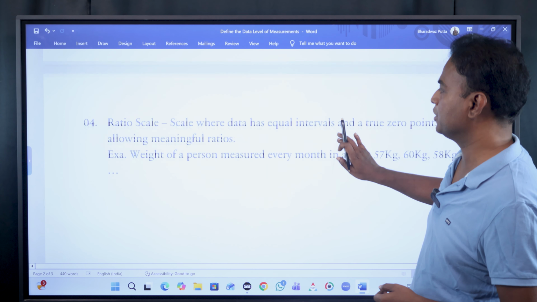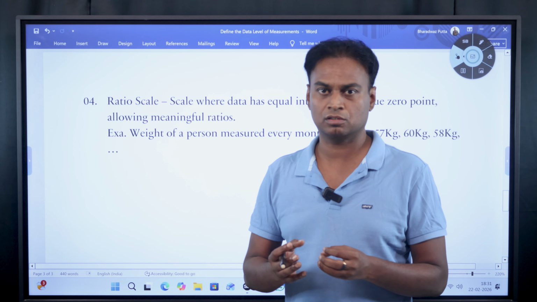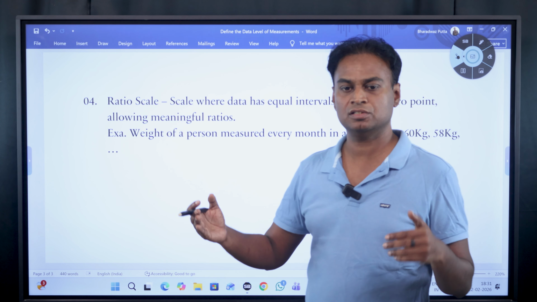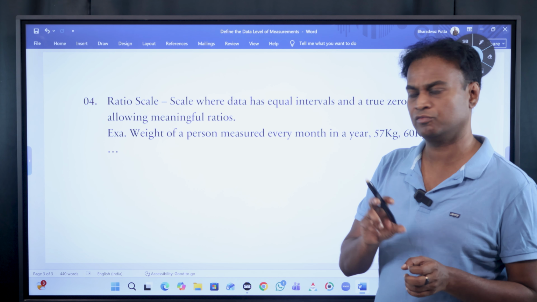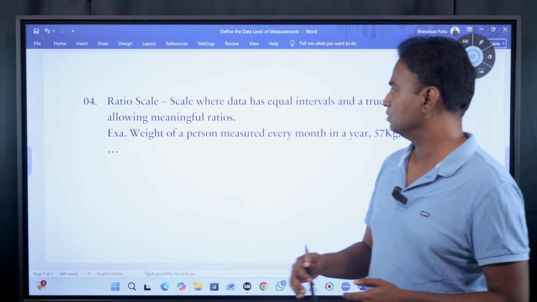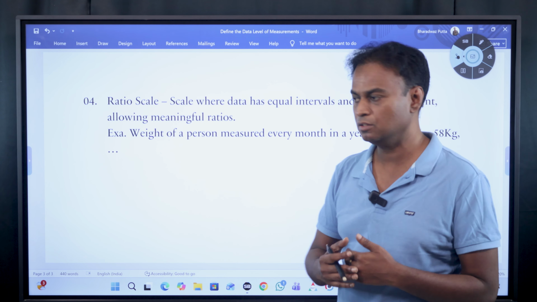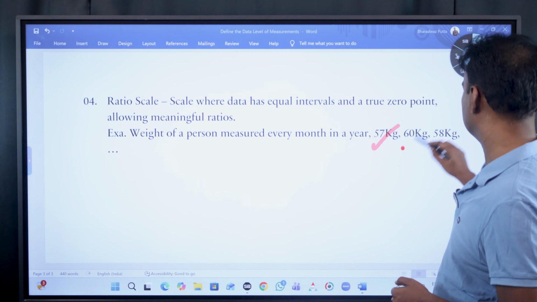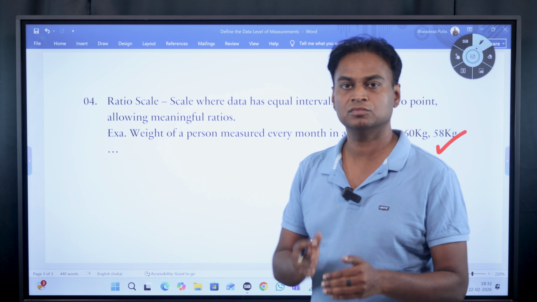And the final scale is ratio scale. What is ratio scale? In ratio scale, you can give a value or a name to it, or you can label it. You can arrange in a sequence from high to low or low to high. You can find the difference, you can subtract one data point from another data point, and also you can have meaningful ratios here. The best example would be the weight of a person measured every month. In a year, you are measuring the weight of a person. In Jan, his weight is 57 kg, in Feb 60 kg, and in March again 58 kg. In this, you can perform the ratio as well.